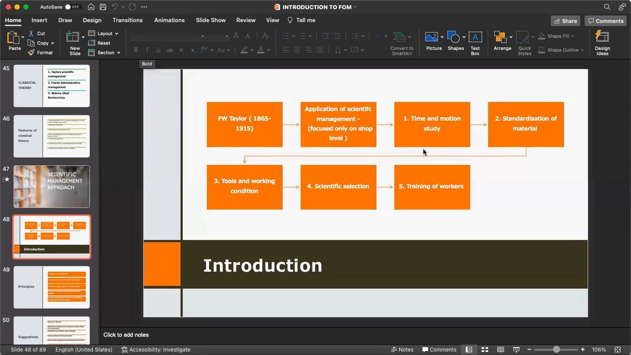Now next one, we have the standardization of material. Standardization of material basically always talks about the composition and the ingredients of the material which we are using. For example, whenever we go to Pizza Hut, KFC, or McDonald's, they have a standardization of the material which they are using in the company.